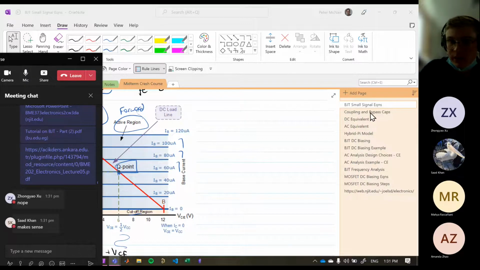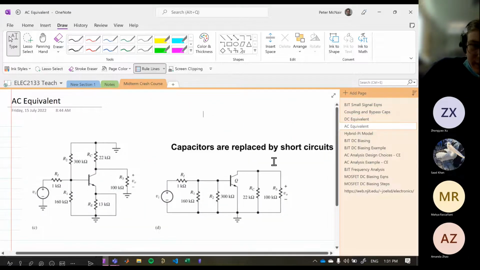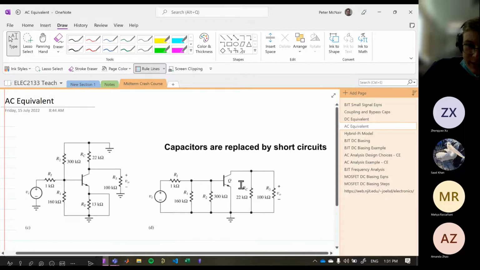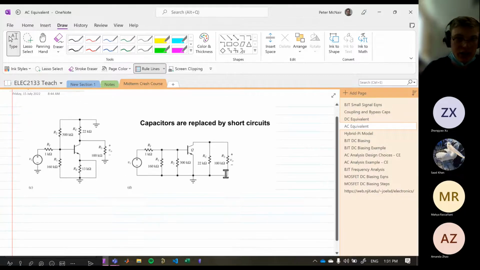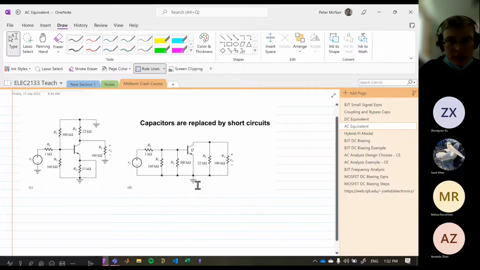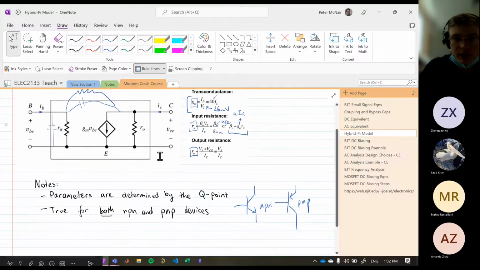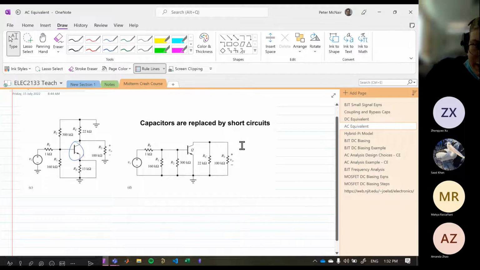Wonderful. Okay, so we've had a look at our DC equivalent circuit. AC equivalent, same sort of thing, but we're short circuiting our capacitors and we're grounding our DC supply. So we're essentially flipping it on its head. In this one, we're not so much interested in operating points. We're interested in the behavior of our transistor to an AC signal. So we're going to be using our hybrid pi model in this AC equivalent.